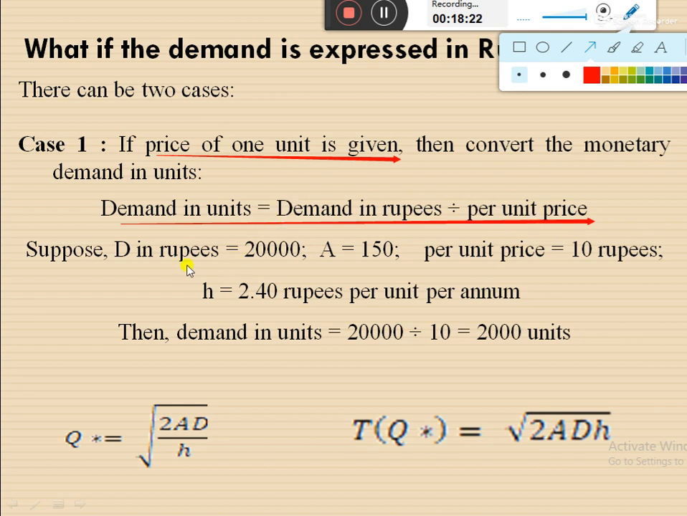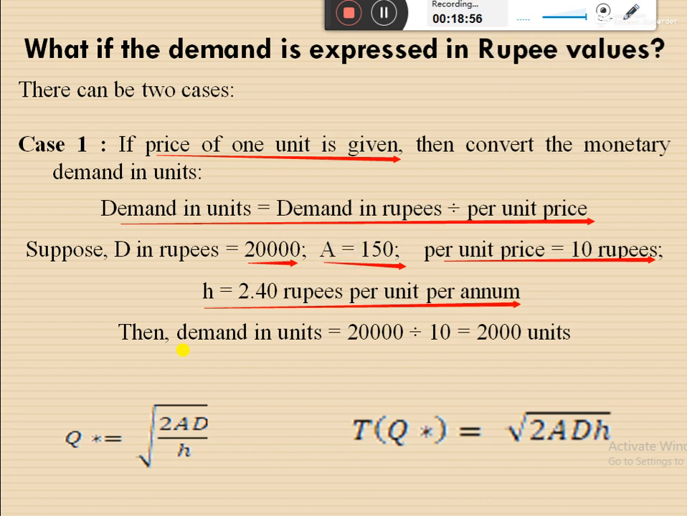Suppose demand in rupees is given, that is equal to 20,000 rupees, ordering cost per order, that is A, is given, that is equal to 150 rupees. Per unit price is given in this case, that is equal to 10 rupees per unit, and holding cost is given as 2.4 rupees per unit per annum. In this case, we can convert the monetary demand into units by simply using this expression.